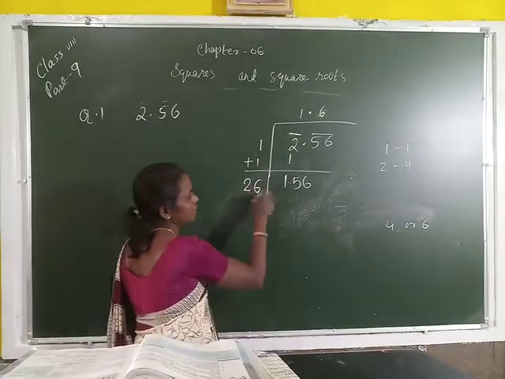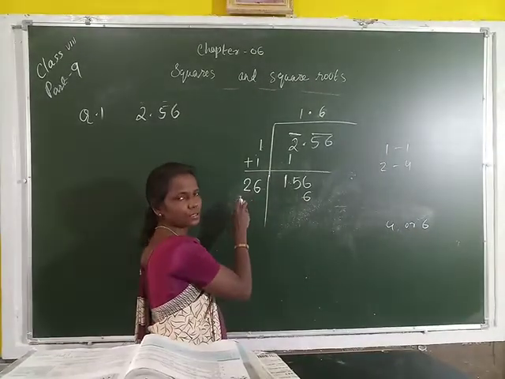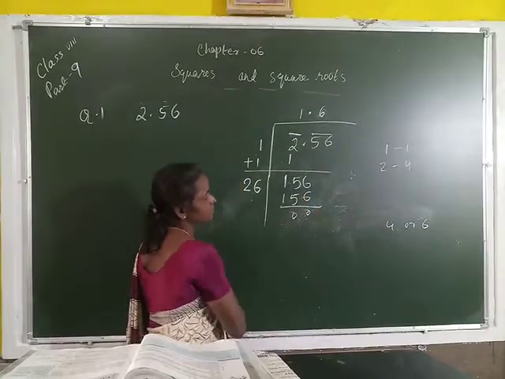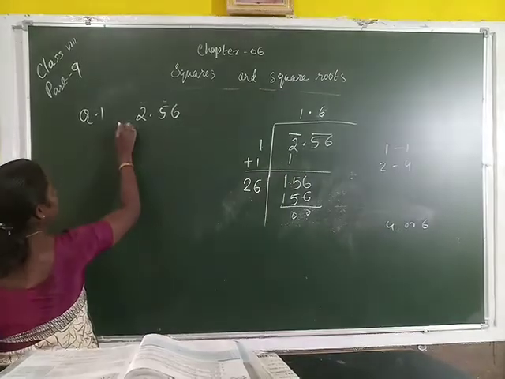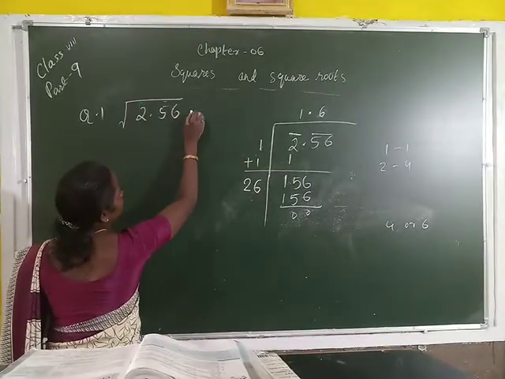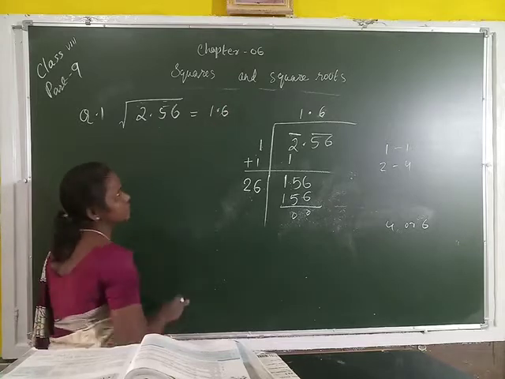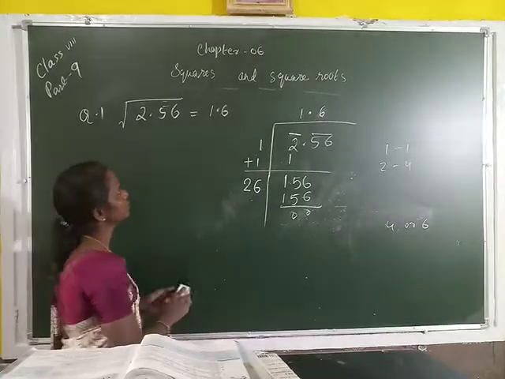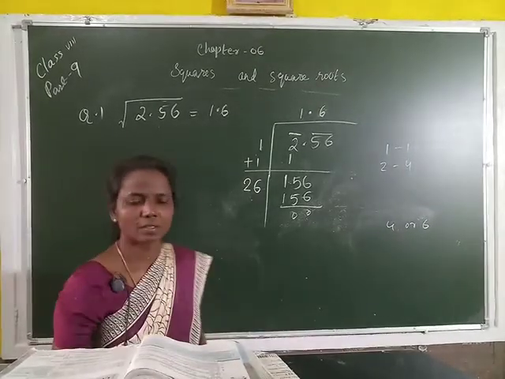6 6s are 36. Carry 3. 6 2s are 12. 12 plus 3. Look, we get it. Remainder also 0. So what is this answer? Square root of 2.56 is equal to 1.6. Is that clear? Then next question.